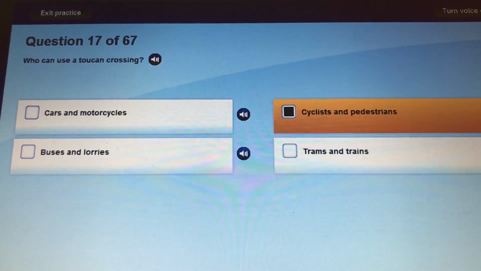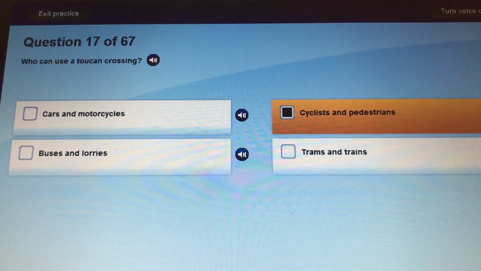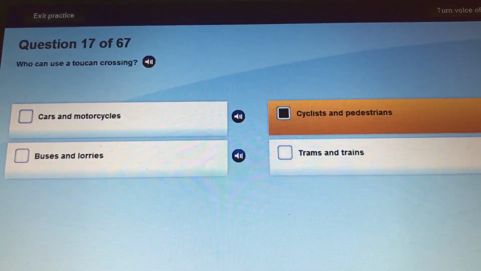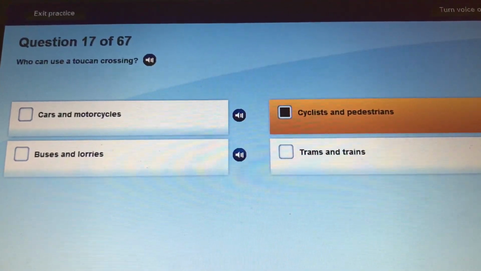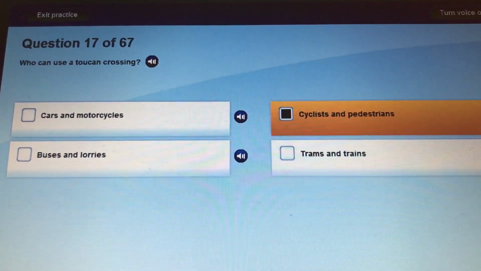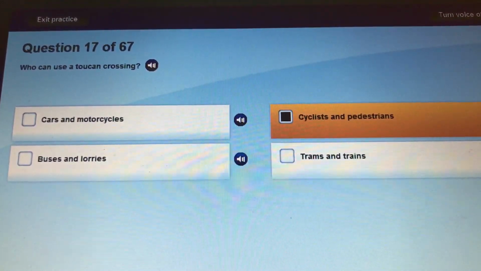Who can use a toucan crossing? A toucan crossing helps both cyclists and pedestrians to come from one side of the busy road to the other side. So a toucan crossing is helping cyclists and pedestrians to cross a main busy road.